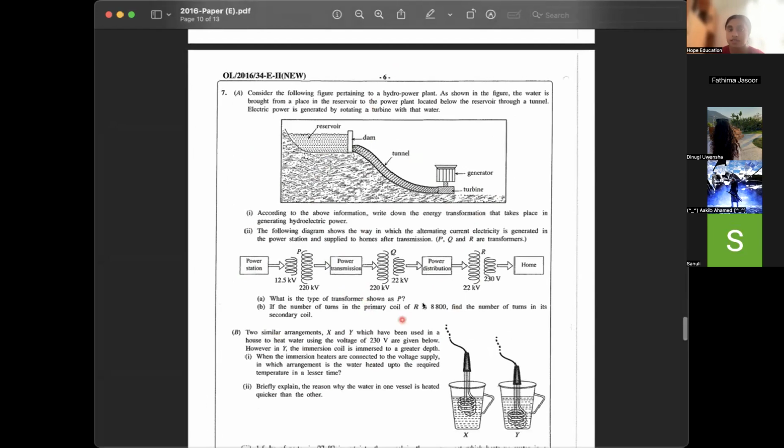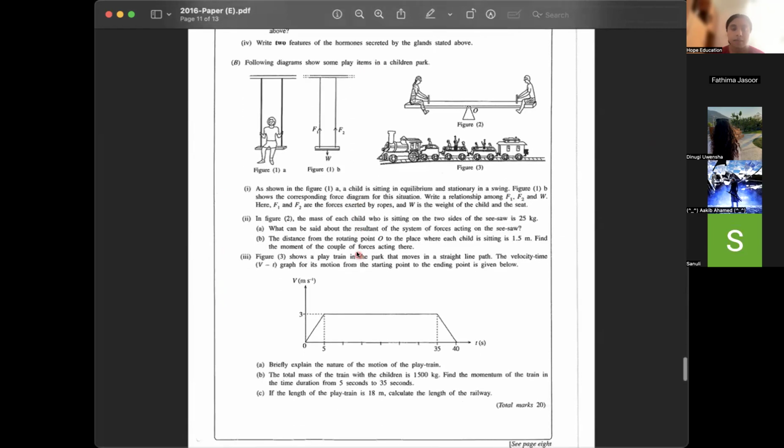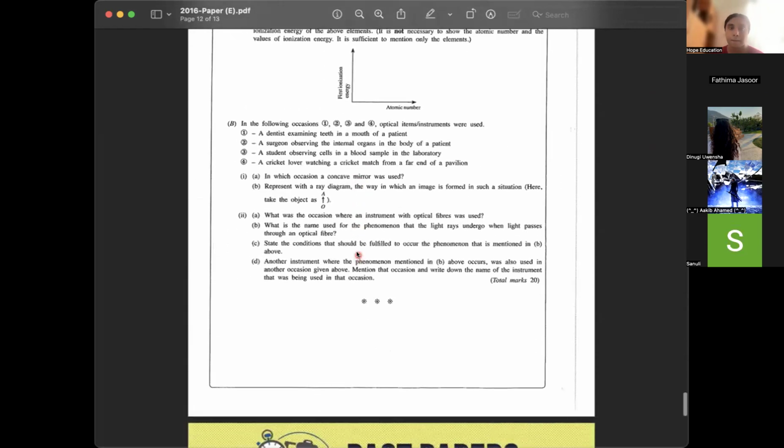2016, because this is electromagnetism. So that is also homework. 2016, the 7th one is homework. The 8th one we did, I remember. Then the 9th one we did.